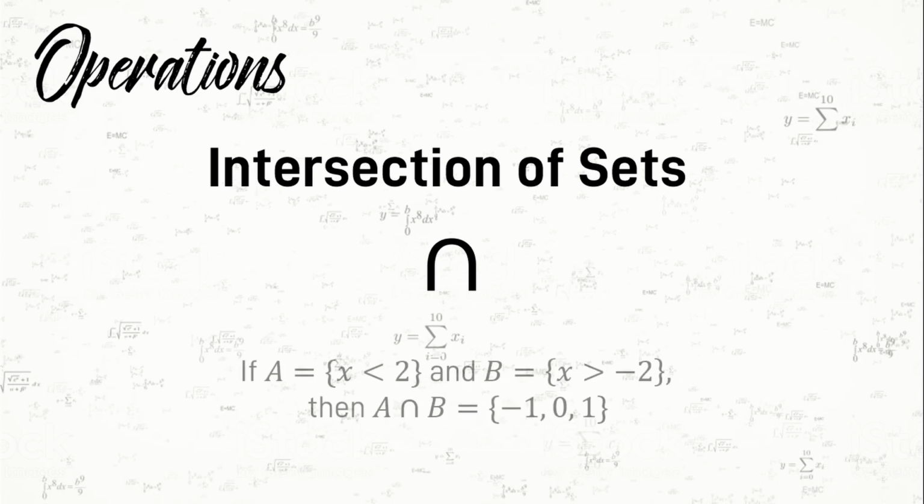Next example, if set A contains integers less than 2 and set B contains integers greater than negative 2, then the intersection of the two sets is the set containing the elements negative 1, 0, and 1.